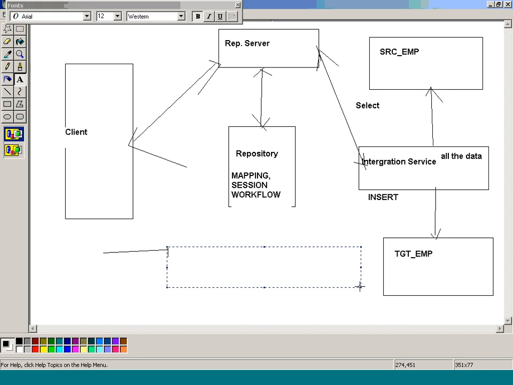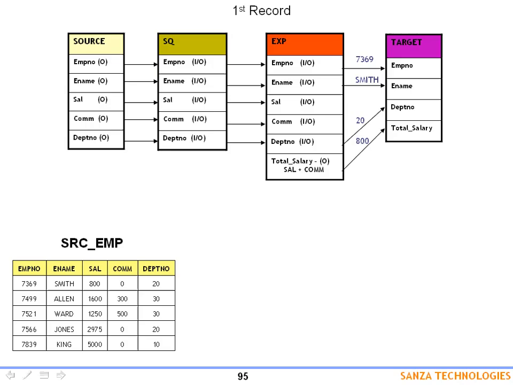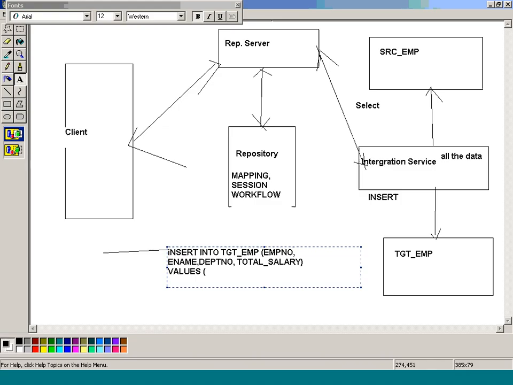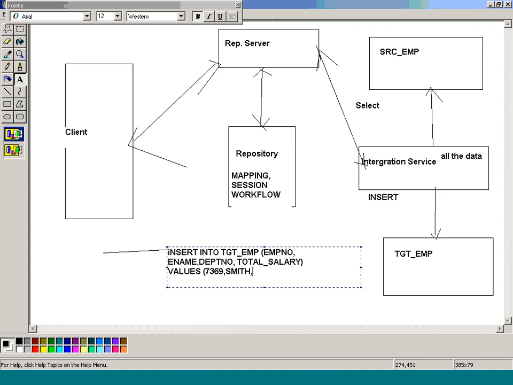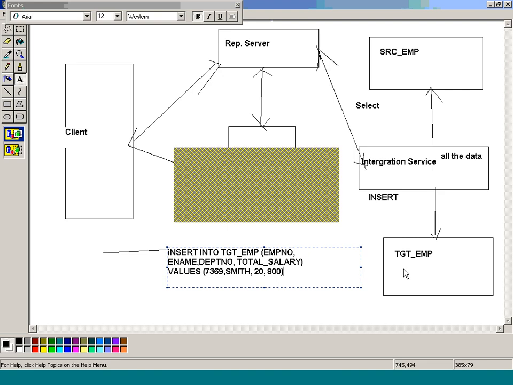like this. I'm not giving you the correct syntax, but just like this: insert into tgt_emp, whatever columns you specified, ename, department number, total salary, then we'll assign the values for it. Whatever the transformation data has come, so this will be assigned as 7369, comma, Smith, comma 20, comma 800, will be fired onto this database. So it will insert the data.